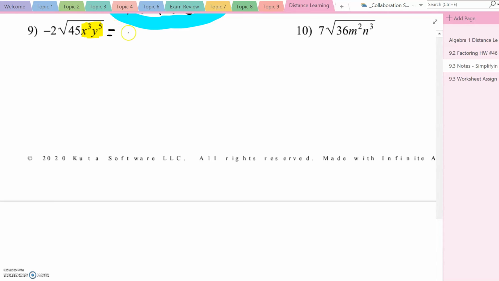So if I want to solve this, I'm going to rewrite this as -2 times the square root of 45 times the square root of x cubed times the square root of y to the 5th. And we will simplify from there. So let's first look at this square root of 45. Think to yourself, what numbers, one of them being a perfect square, multiplies to get you 45?